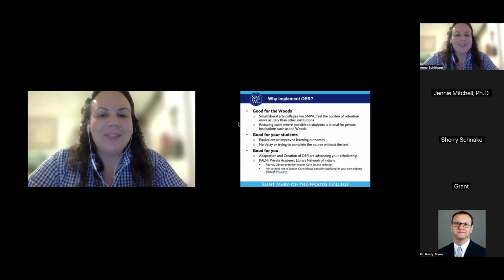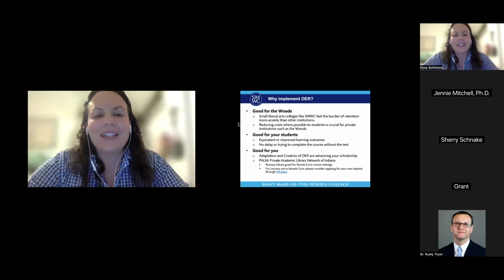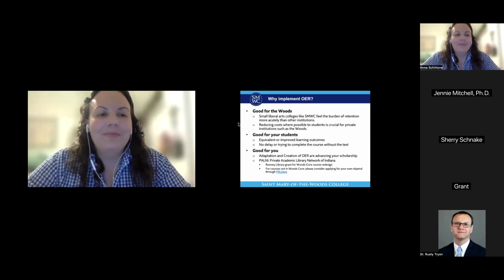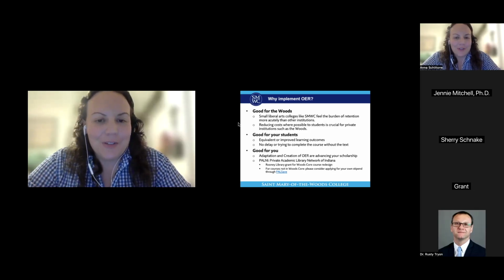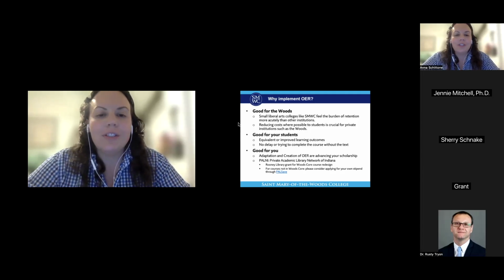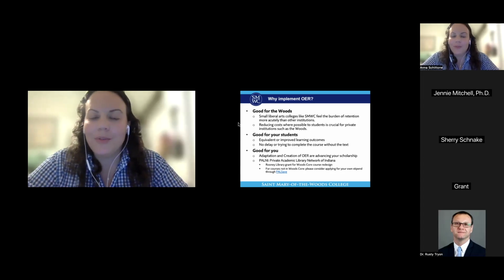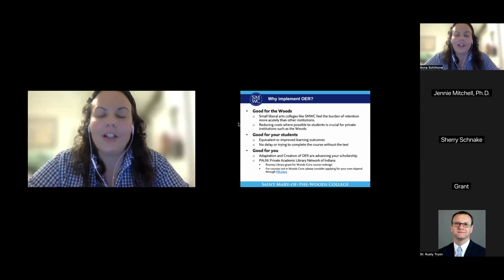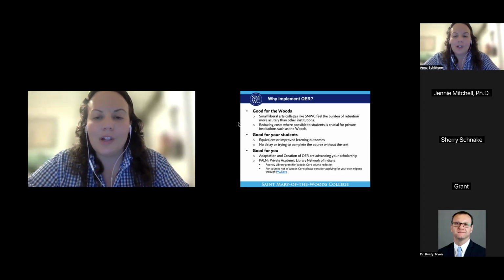That's a lot of pizza to a college student, right? So just saving them money where you can will keep them around, right? Good for the students. All OER studies that I know of have reported equivalent or improved learning outcomes with the implementation of OER and replacement of for-cost textbooks.